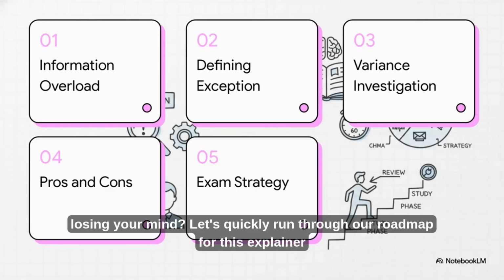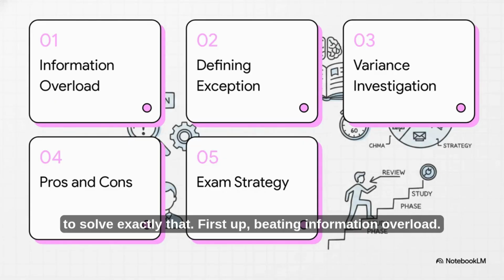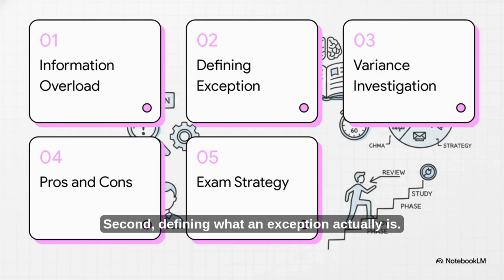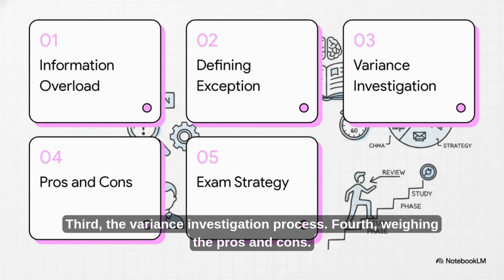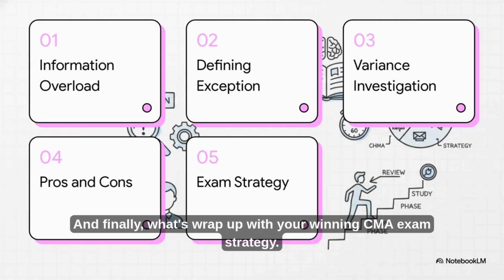Let's quickly run through our roadmap for this explainer to solve exactly that. First up, beating information overload. Second, defining what an exception actually is. Third, the variance investigation process. Fourth, weighing the pros and cons. And finally, we'll wrap up with your winning CMA exam strategy.